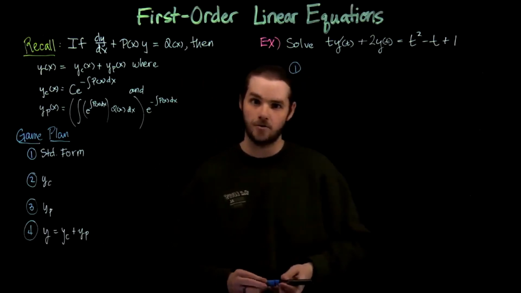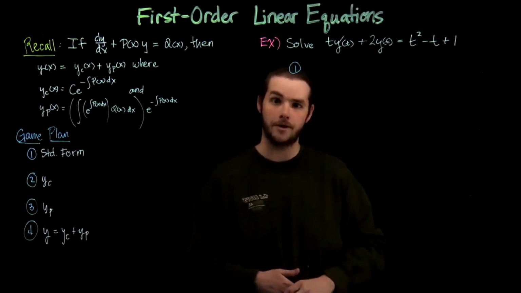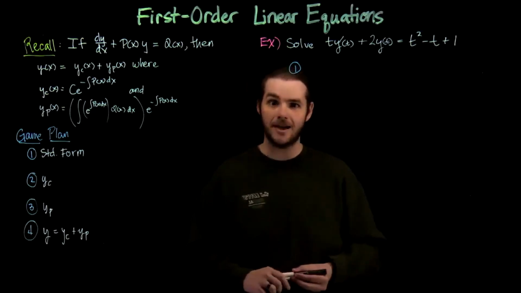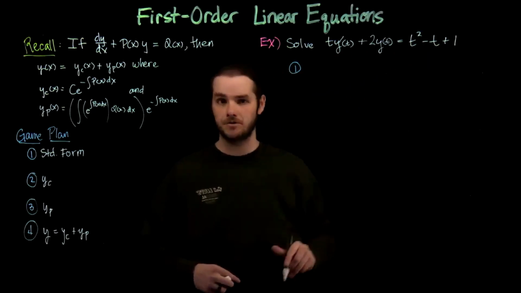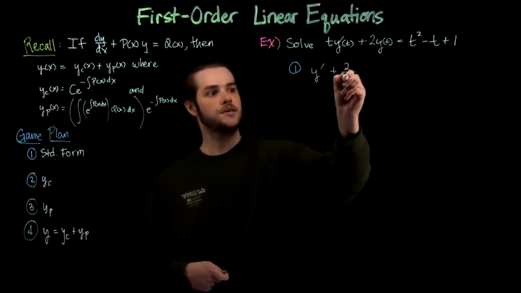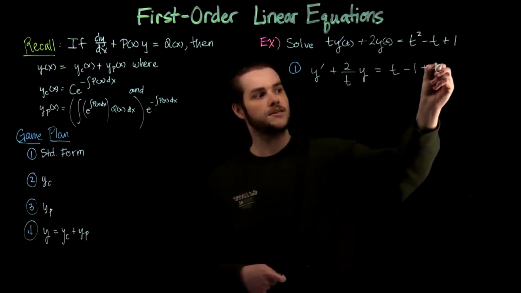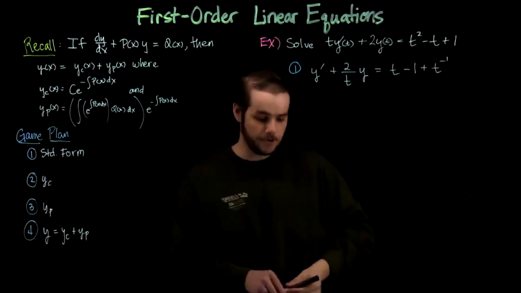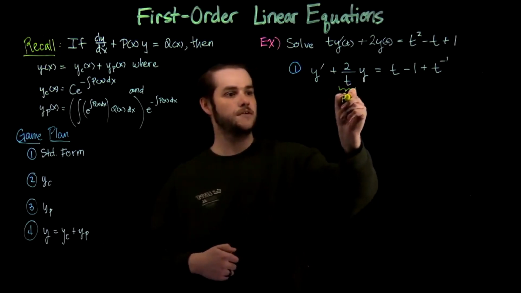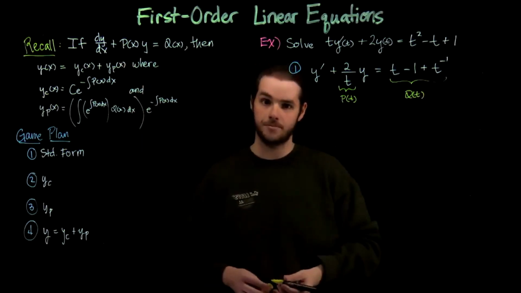We need to write it in standard form. And remember, all that really means is make sure that the y prime has a coefficient of 1. So in this case, I've got a coefficient of t, meaning I actually have to get rid of that by dividing everything by t. So if I divide both sides of this equation by t, I get y prime plus 2 over t y equals t minus 1 plus t to the negative 1. And now you can see a little bit more clearly that here I've got my p of t, and here I've got my q of t in the standard form.